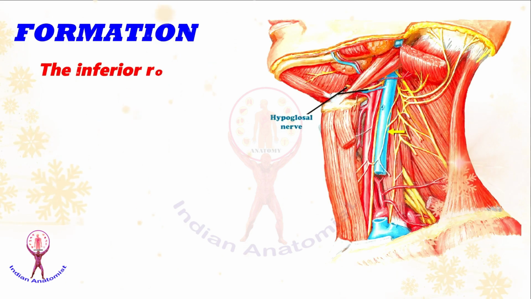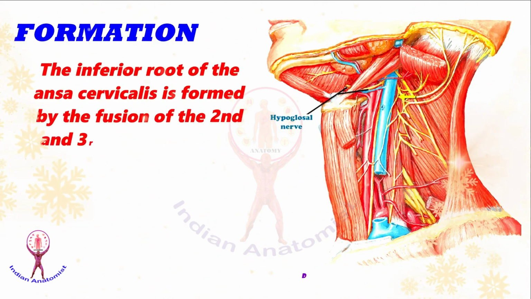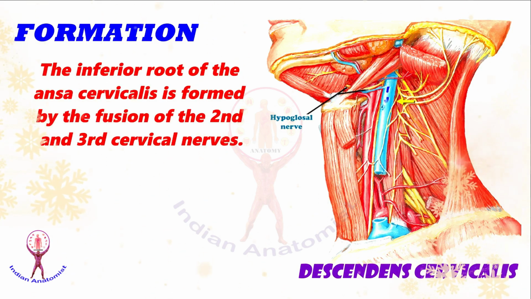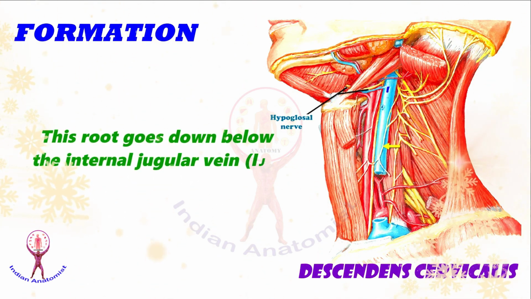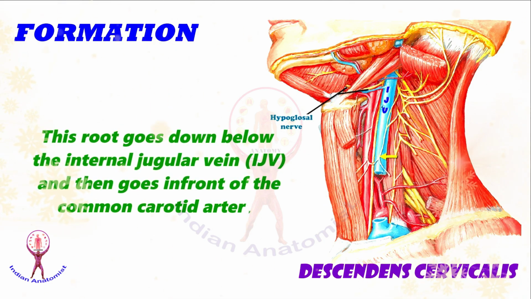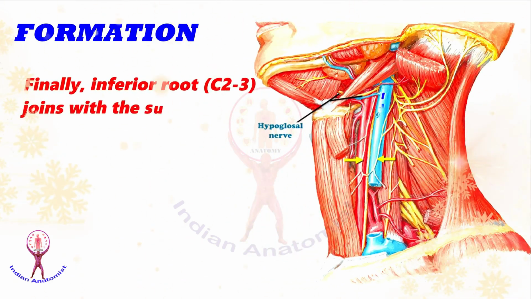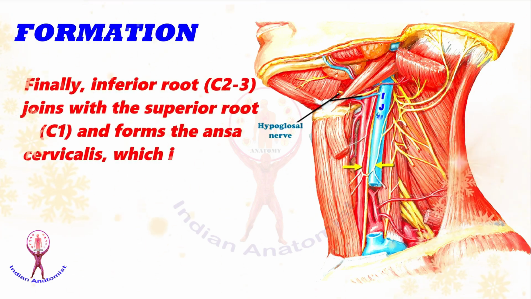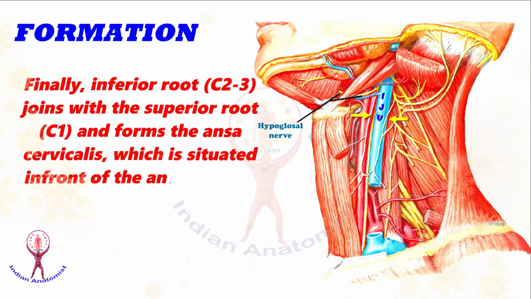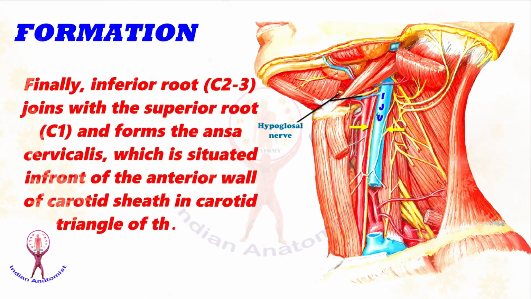Now coming to the inferior root. The inferior root of the Ansa Cervicalis is formed by the fusion of the second and third cervical nerves, hence it is named descendens cervicalis. Later, this root goes down below the internal jugular vein, and then goes in front of the common carotid artery. Finally, the inferior root from C2, C3, joins with the superior root from C1, and forms the Ansa Cervicalis, which is situated in front of the anterior wall of the carotid sheath in the carotid triangle. The formation of this nerve loop is completed.